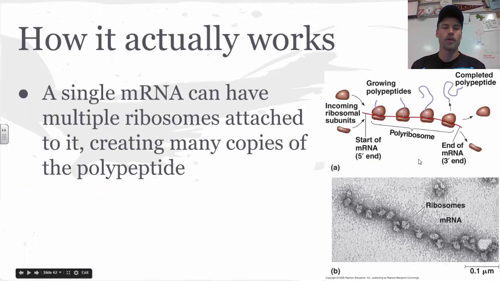So when we're going through the process of translation, we can actually have multiple ribosomes attached to a single piece of mRNA. And that allows us to create a lot of different copies of the polypeptide at once. And this happens in both eukaryotes and in prokaryotes.